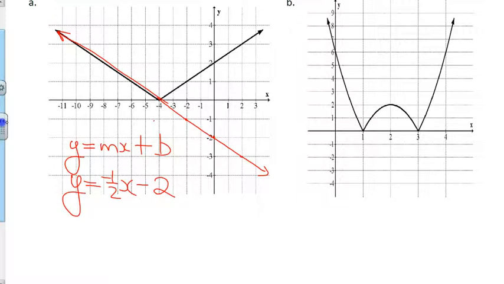So either one is right? Either one is right. Well, or they're both right, actually. So you may need both of them. If I ask you what are all the possible equations that could have led to this, then there are 2. Same thing with part B.